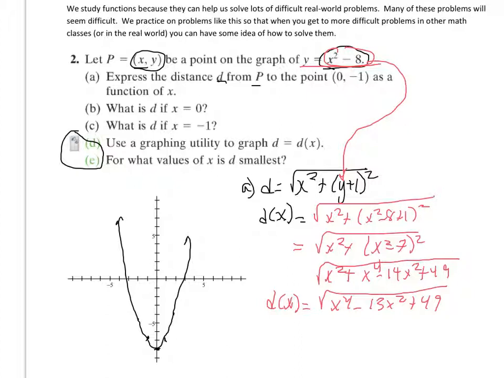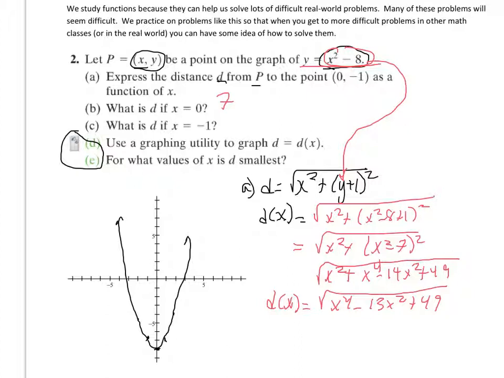What is the distance if x equals 0? So guess what I do? Plug 0 in for x. So what do we get? What's our distance if x equals 0? It's the square root of 49, which is 7.